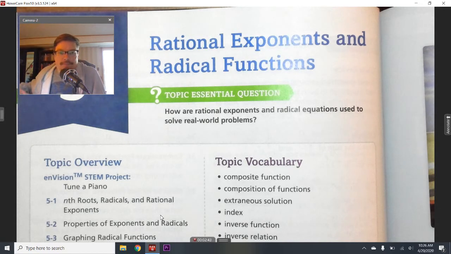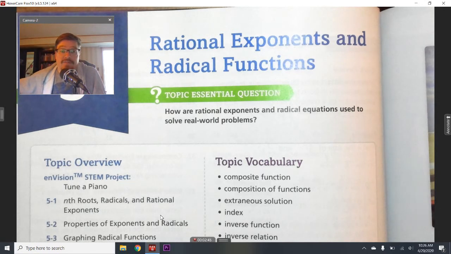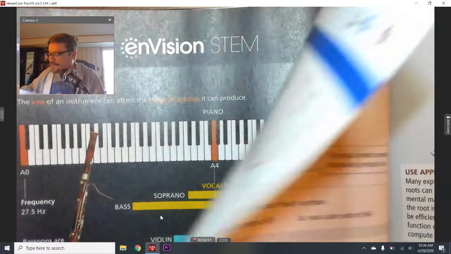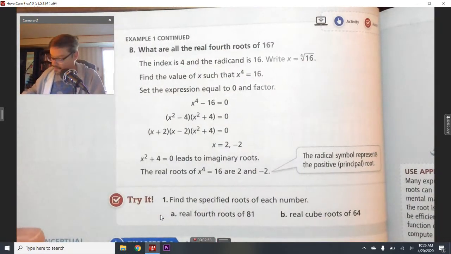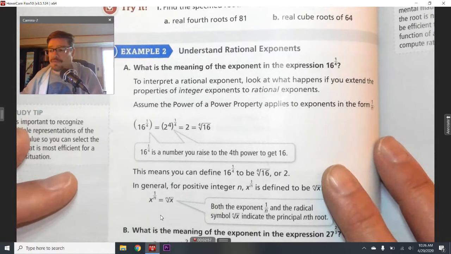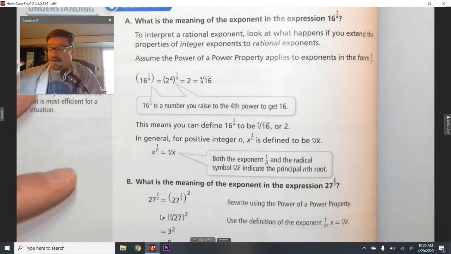Okay, so rational exponents and radical functions. Let's go to example 2. Example 1 is more of a pre-calc topic that is unnecessary for us right now. So if you would go to your textbooks, this is going to be on page 240, and we're going to look at example 2. This kind of gets to the heart of everything here.